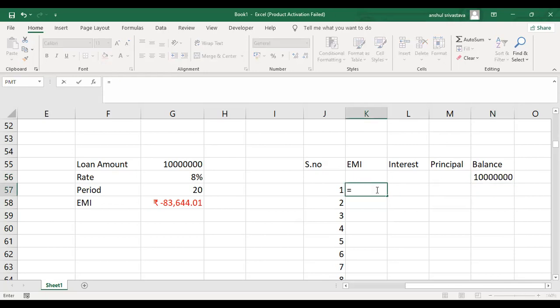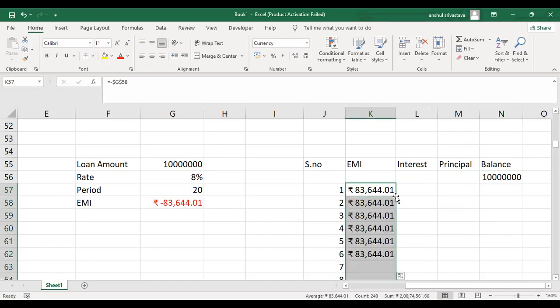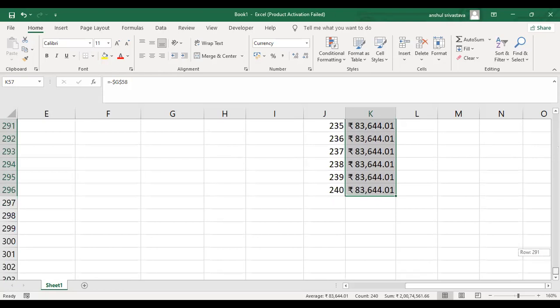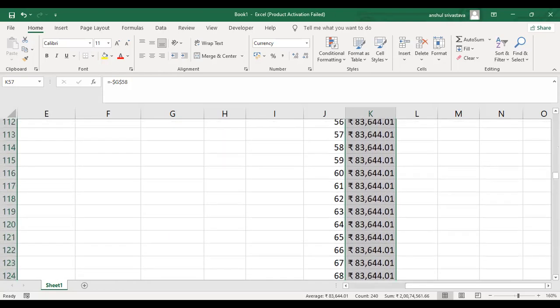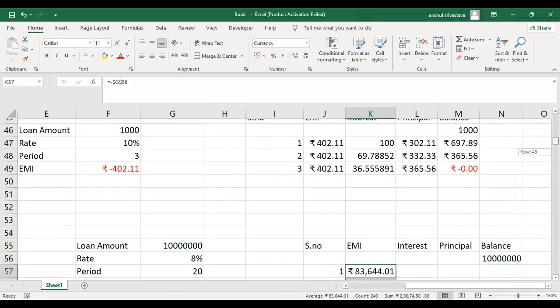EMI is, look at the way I am doing it, minus 83,644 cell select and I press F4. I am pressing F4, this thing is getting affected and then I simply do a double click. Just by doing a double click, if there is a value in the adjacent cell, the EMI will get copied till 240. This is what we are looking at. Just double click will ensure that all your values will be pasted.